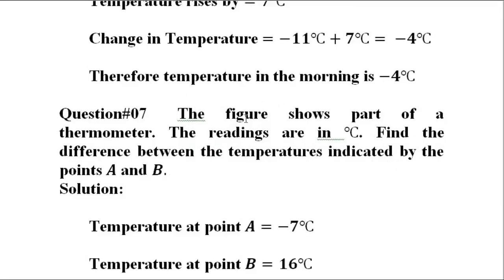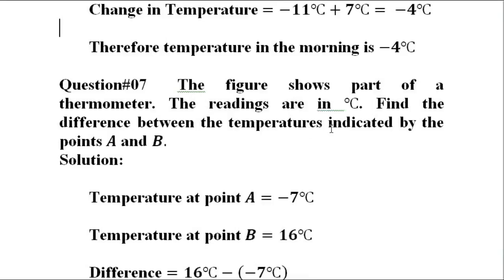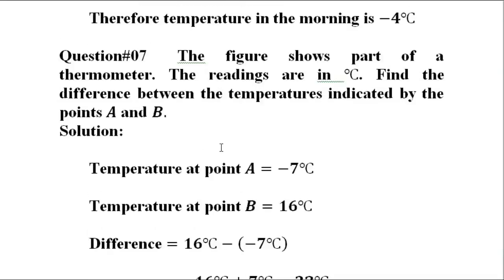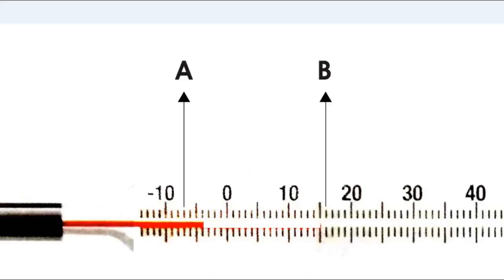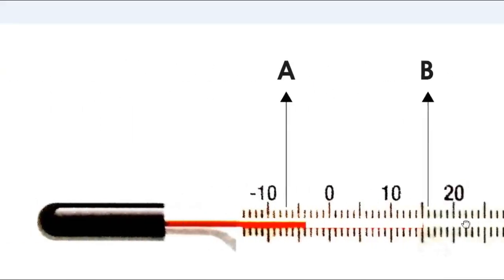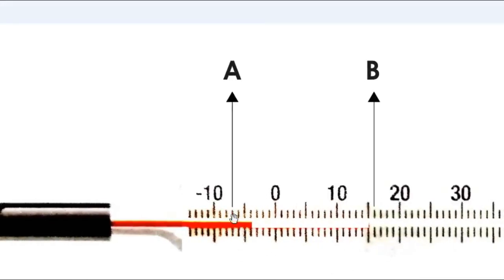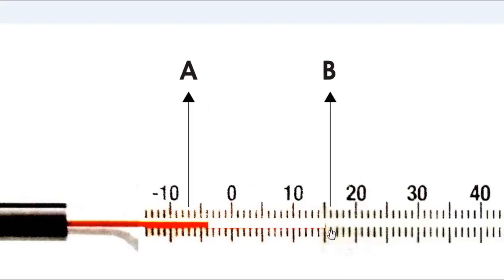Question number 7. The figure shows part of a thermometer. The readings are in degrees Celsius. Find the difference between the temperatures indicated by the points A and B. To find the temperature difference between point A and point B, let's take a look at the figure. The point A on the figure indicates the temperature of -7 degrees Celsius, while point B on the figure indicates 16 degrees Celsius.